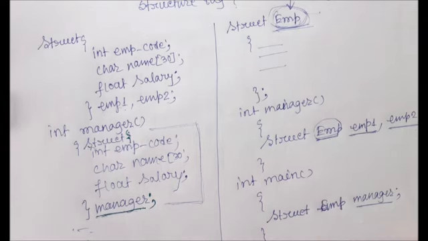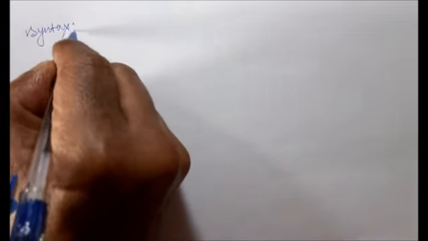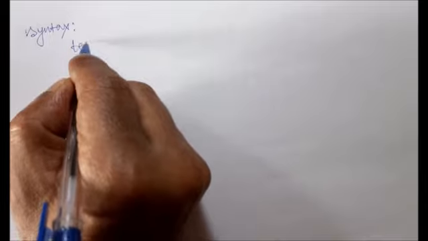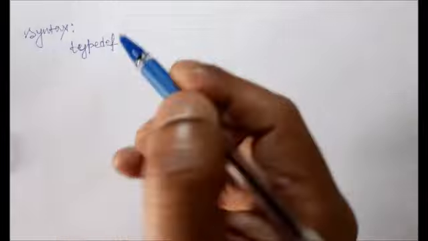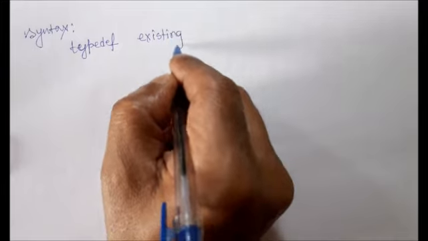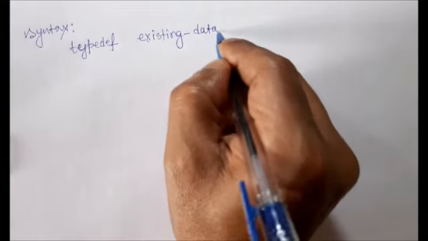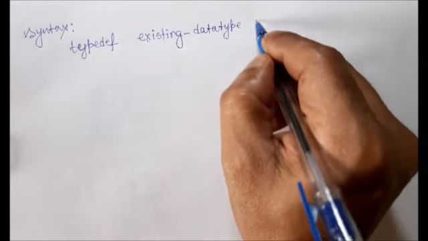Another way to create a structure type is by using typedef. The syntax is: typedef, then the existing data type, then the new data type.